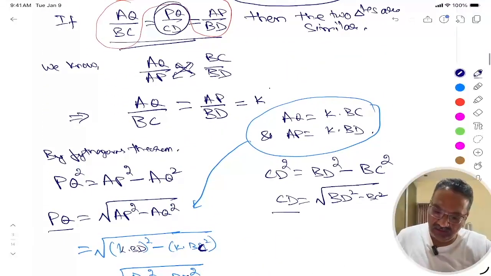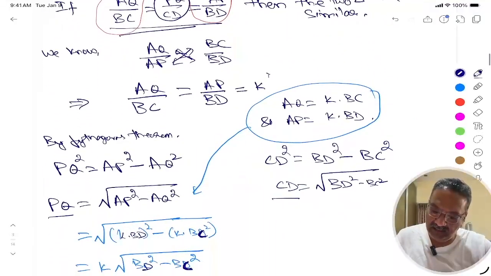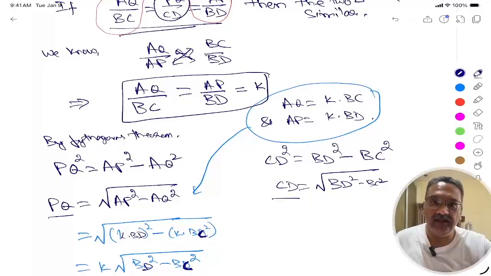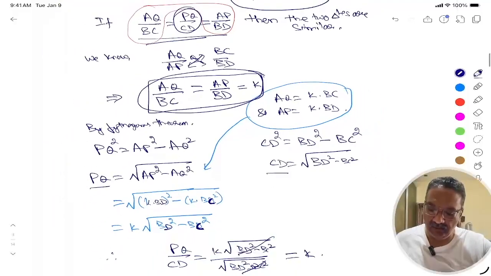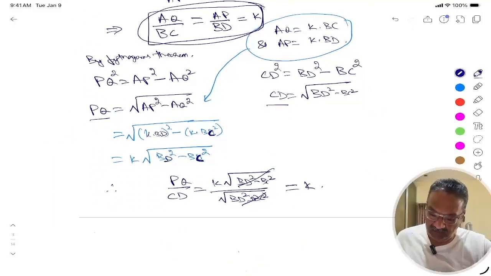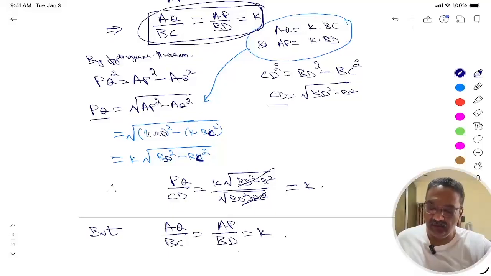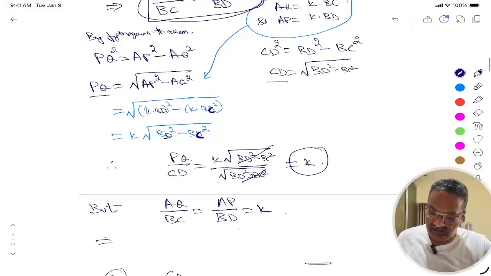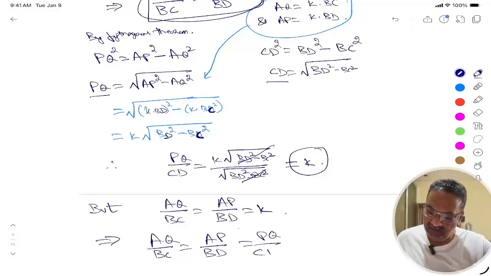But what else do we know here, we have assumed that AQ by BC divided by AP by BD, this portion is also equal to K. That is, AQ by BC is equal to AP by BD is equal to K. This is K, this is K. This implies AQ by BC is equal to AP by BD is equal to PQ by CD.